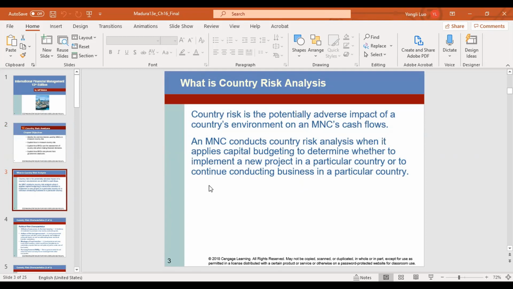What is country risk analysis? Country risk is the potentially adverse impact of a country's environment on an MNC's cash flows. An MNC conducts country risk analysis when it applies capital budgeting to determine whether to implement a new project in a particular country or to continue conducting business in a particular country.